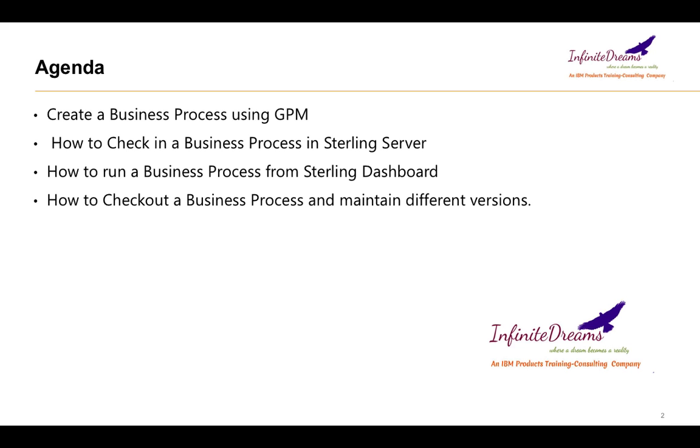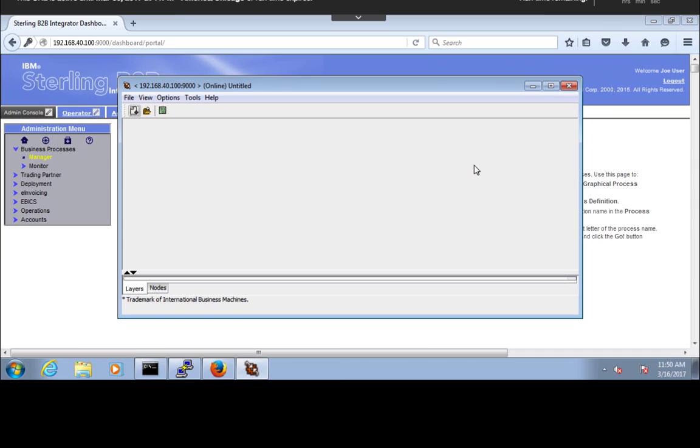We will create a hello world process, and after that we will see how to check in that business process in Sterling server, and what the different mechanisms for checking in are. Then we will run this business process using the Sterling dashboard, and we will also see how Sterling server maintains versioning of different business processes. So now let's go back to the Sterling dashboard.